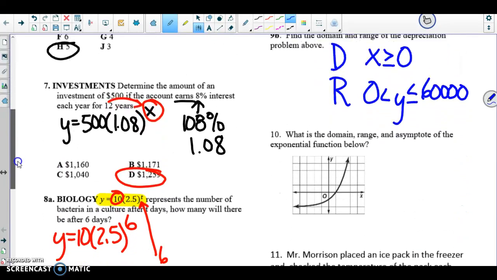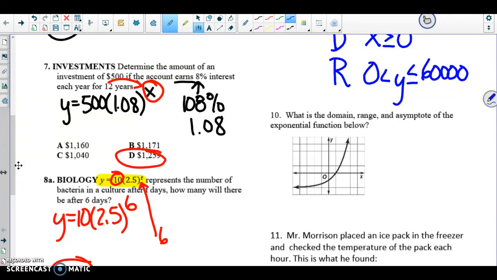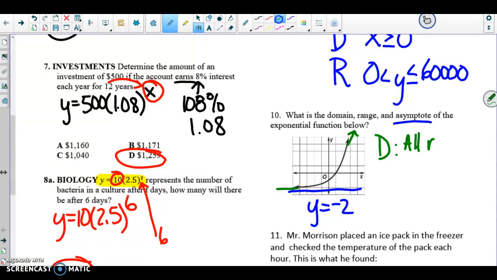All right, number 10, what's the domain, range, and asymptote? Well, the asymptote is this imaginary line where it never crosses, and I didn't draw that very well, but y equals -2 will be that asymptote that we need. As far as the domain, we take a look at domain. We have arrows going this way. We have arrows going this way. So domain, it would be all real numbers.